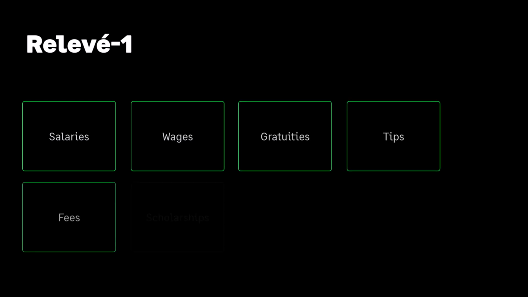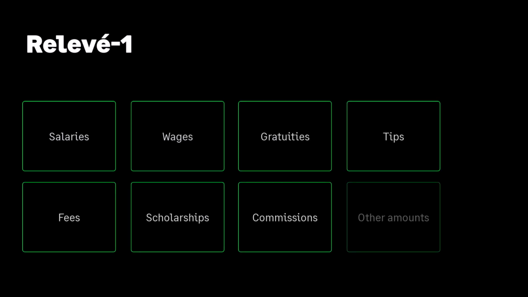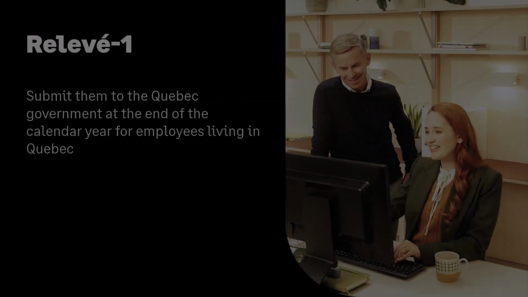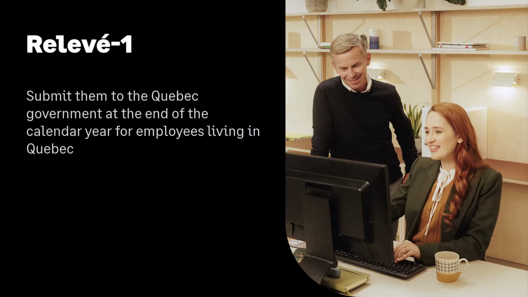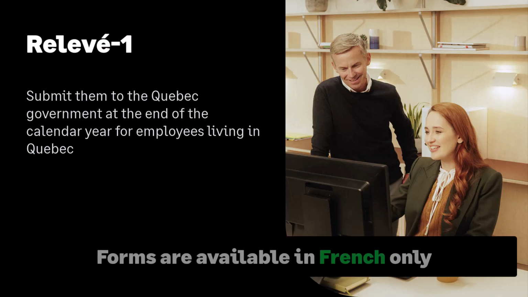The Relevé 1, or RL1 slip, must be filed by any employer or payer that paid salaries, wages, gratuities, tips, fees, scholarships, commissions or other amounts to an employee in Quebec. They list the earnings and tax information. You must submit them to the Quebec government at the end of the calendar year for employees living in Quebec. These forms are available in French only.